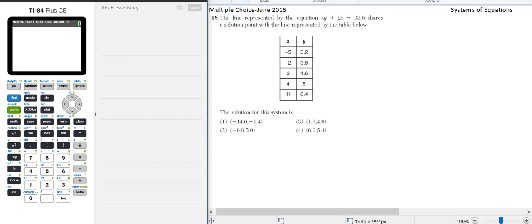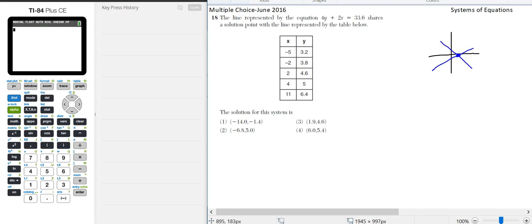This is question number 18 from the June 2016 Algebra 1 Regents. The line represented by the equation 4y + 2x = 33.6 shares a solution point with the line represented by the table below, and then we have a table. The solution for the system is... So we want to know, where do these two lines intersect?